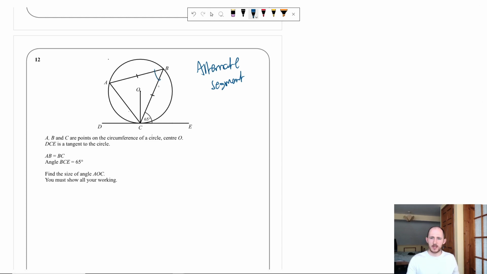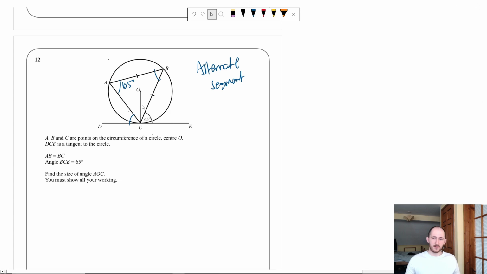Well, it means that this angle and this angle are the same. And it also means that this angle here is 65 degrees. And I think I've accidentally just solved the question. All right. Find the size of angle AOC. Okay, that's a little more tricky, thankfully, because otherwise I would have just accidentally solved the question.